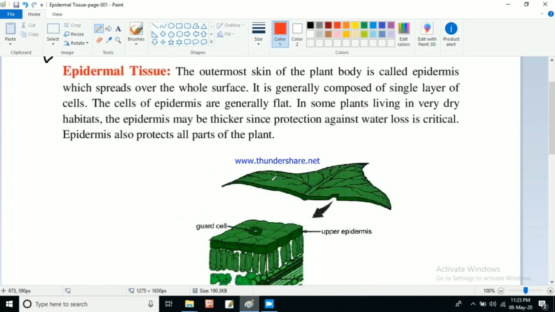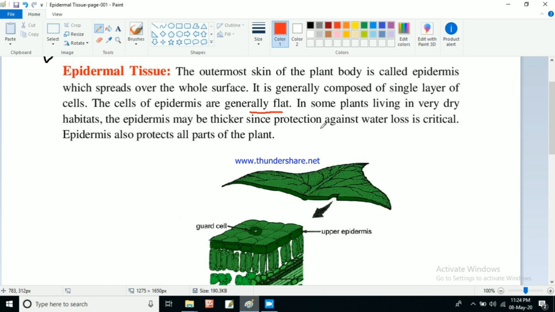The cells of this epidermal tissue are generally flat. In some plants living in very dry habitats, like deserts, the epidermis may be thicker, since protection against water loss is very critical. If we take the example of desert plants like cactus, the epidermis may be thicker compared to plants living in normal habitats.